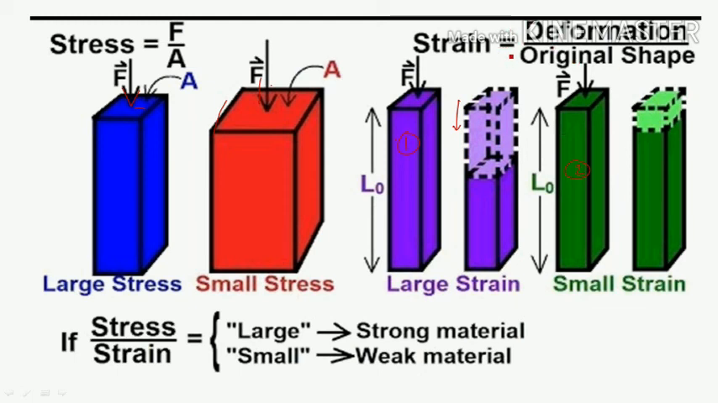So strain formula is delta L by L. Okay, in both cases L is fixed, so the more the deformation, the more the strain. So in the first body the deformation is more, hence the strain is very large. In the second case the deformation is very less, hence the strain is very less.